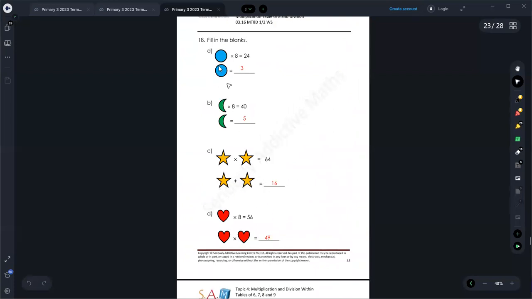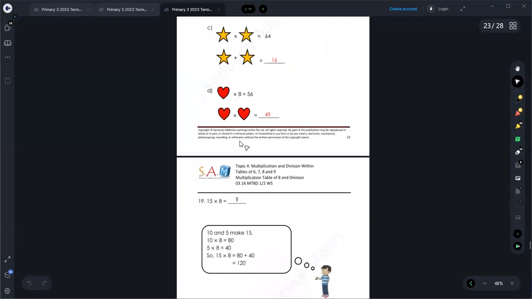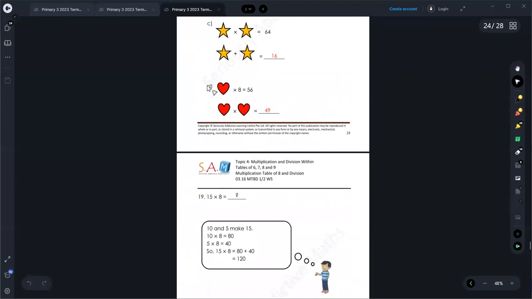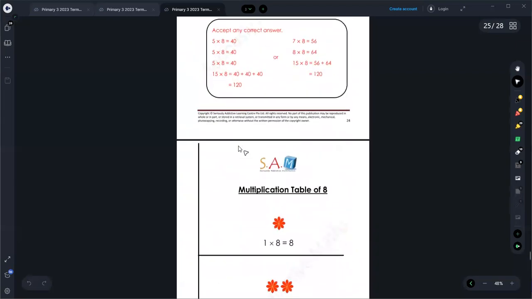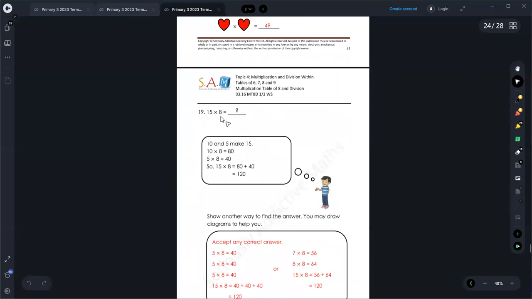All right, and then they can do 18a. All right. So something like that, and D. And then the last part here, 15 times 8, right? So this is where you can teach them again. What is 15 times 8? So you can actually split it up.